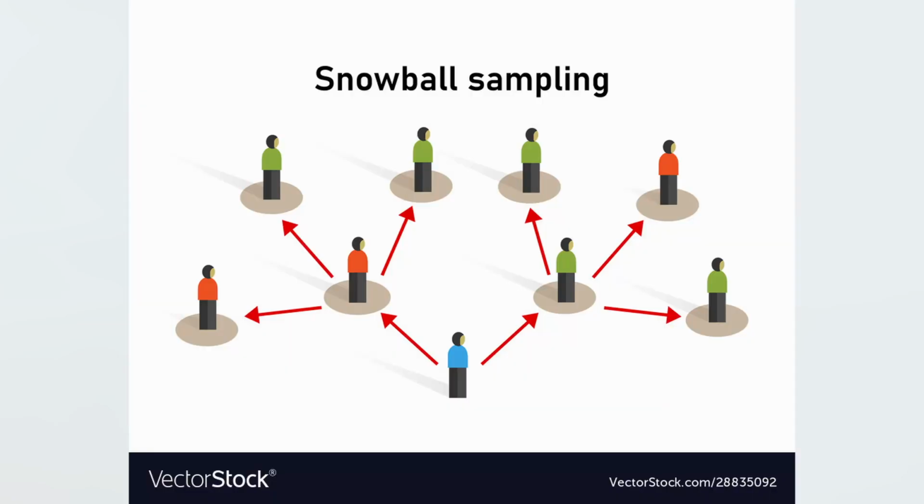Next is snowball sampling. In snowball sampling, the researcher identifies and selects available respondents who meet the criteria for inclusion. After the data have been collected from the subject, the researcher asks for referrals of other individuals who would also meet the criteria and represent the population of concern.